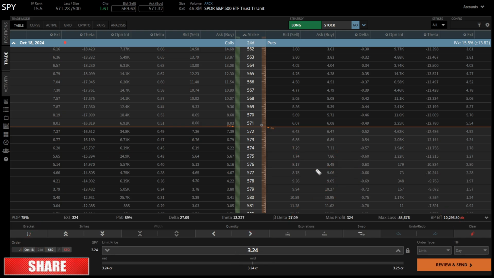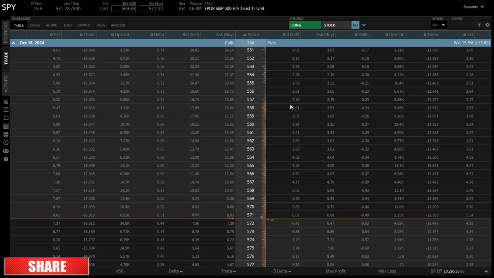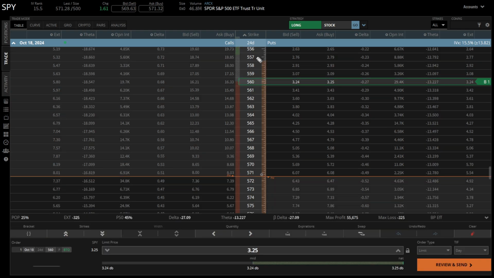Very, very crucial that you do understand. Our POP here is 89. In other words, we have an 89% probability of profit the day we place the trade. Okay, but if we think the stock's gonna go down all the way past here, let's say 516, however many days we might trade, in this case 24 days, we're going to buy the 560.